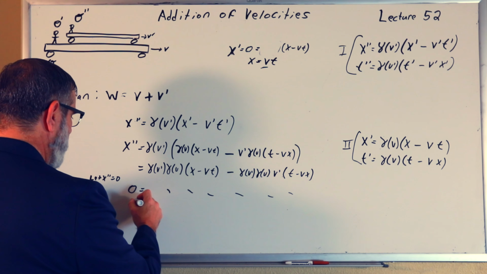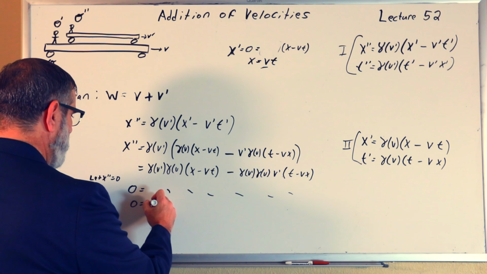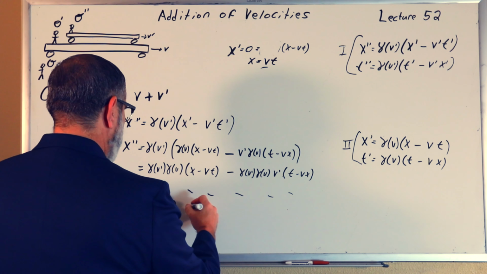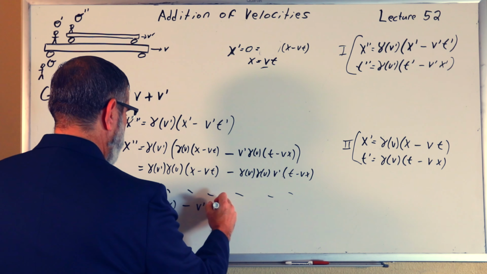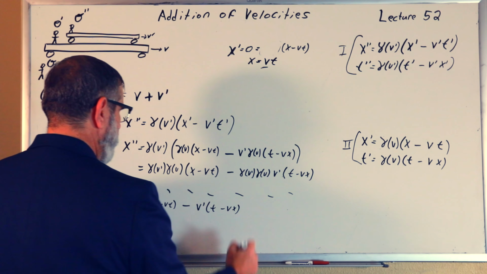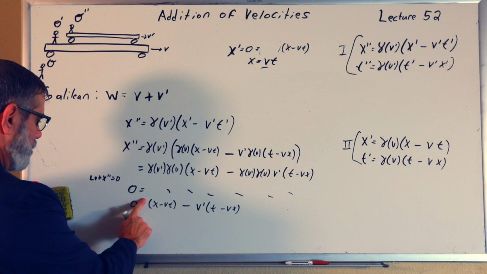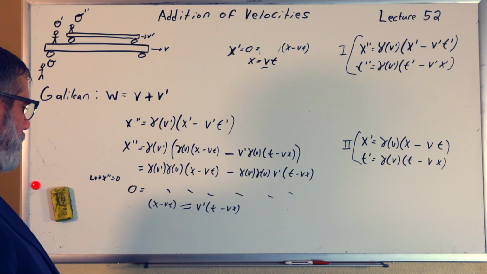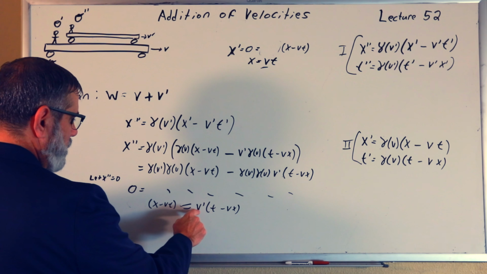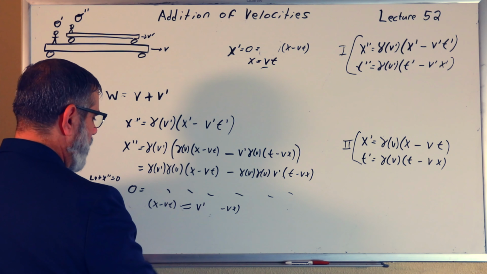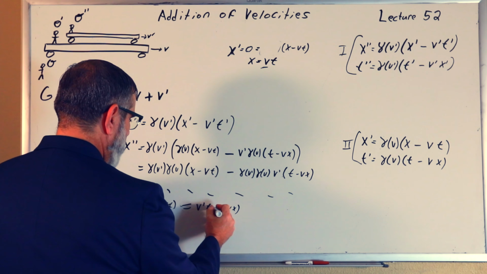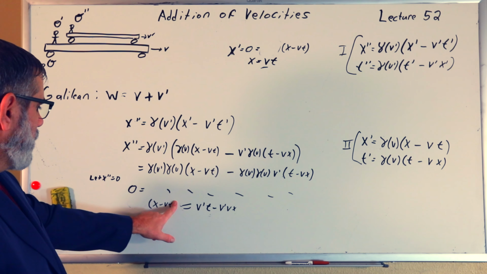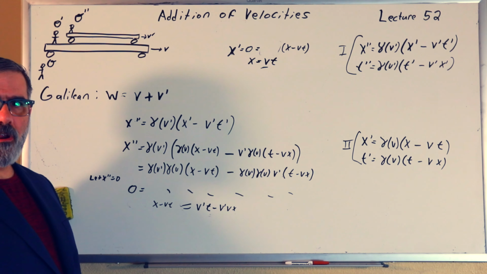This is just going to say 0 equals the quantity x minus vt minus v prime times t minus vx, right? So I can just move this 0 here and make this equals, so those are equal to each other. I want to distribute the v prime, so this will be v prime t minus v prime times v times x. I'm going to get rid of the parentheses. Now I'm going to collect like terms.